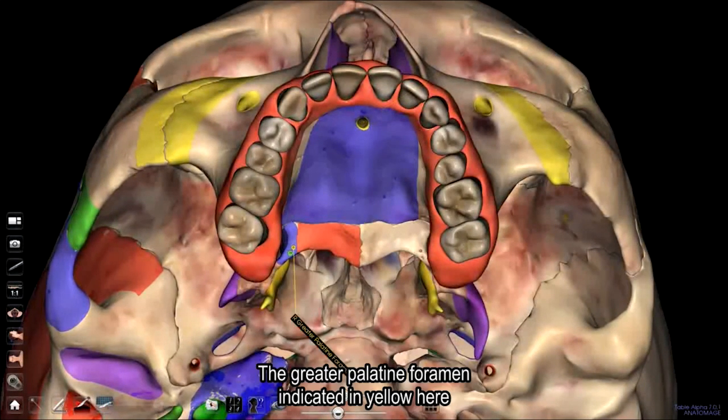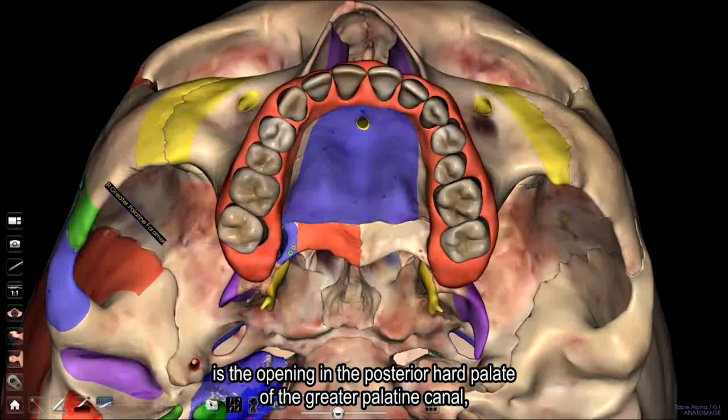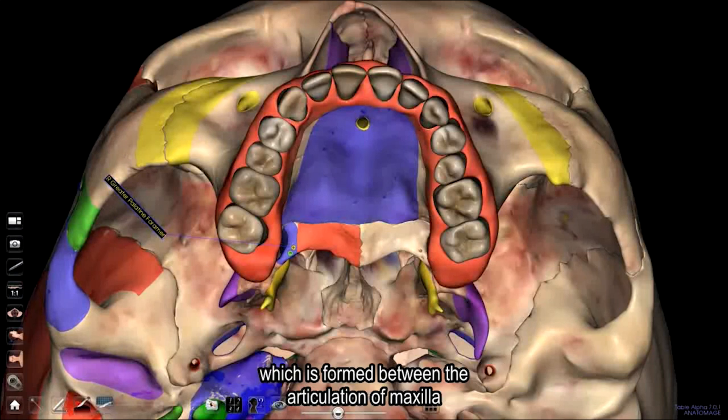The greater palatine foramen indicated in yellow here is the opening in the posterior hard palate of the greater palatine canal, which is formed between the articulation of maxilla and the greater palatine sulcus of the palatine bone. It transmits the greater palatine nerve and vessels to the palate.